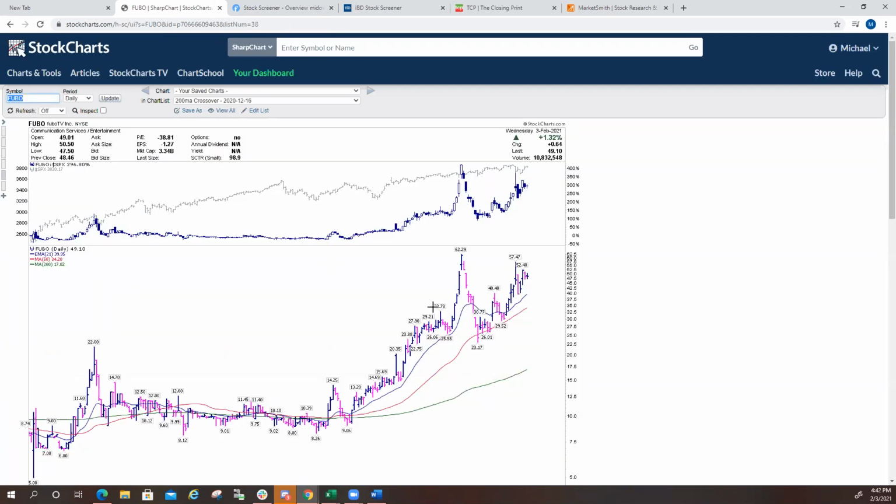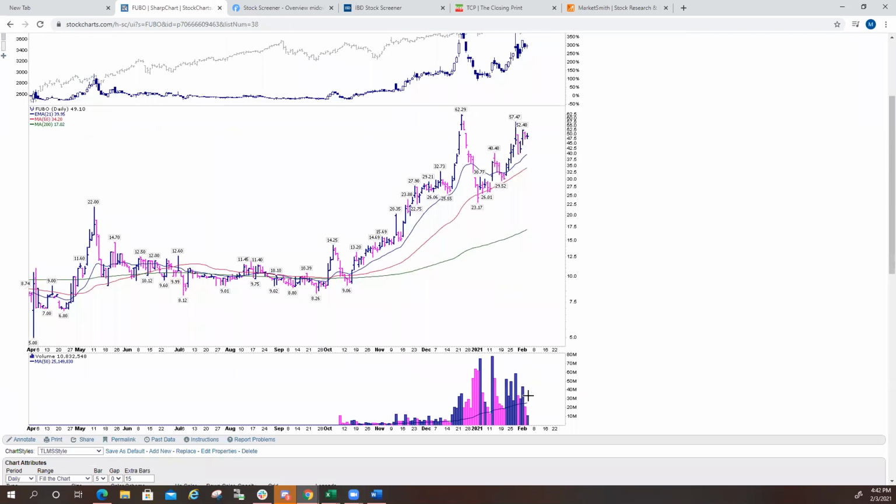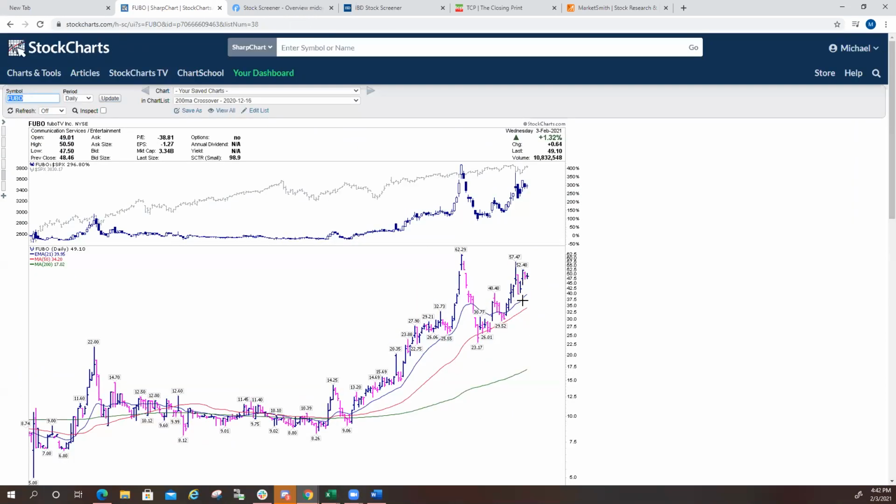Okay, Fubo, I haven't looked at that one. Default back here. So again, nice run, but it's coming into this kind of overhead supply here. Good institutional volume, but again, it's pushed away from the 21 at the moment. So your better entry was down here after it recovered the 21 and then took out this flag high. So your risk was much smaller. No reason for me to enter here. If it pulls back to the 21 and builds a flag and a base, a shorter term base for a swing trade, then I would be interested in getting in.